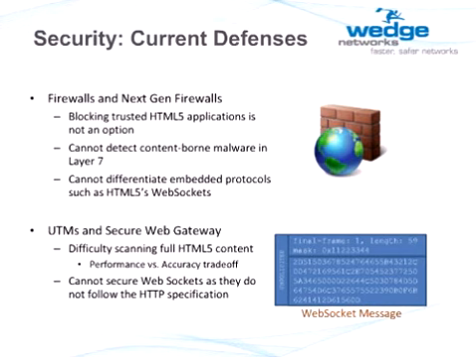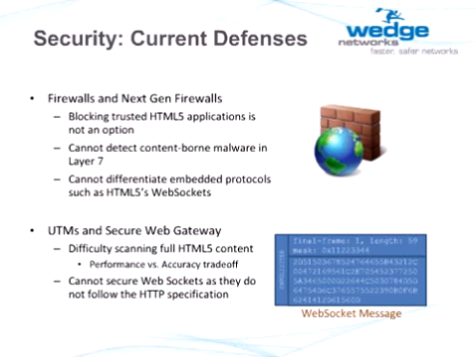Now, we move on to the network here, and we talk about firewalls and next-generation firewalls. We know that blocking trusted HTML5 applications just isn't an option. These are necessary access, necessary applications. So like it or not, we're going to get HTML5 content. We also know that firewalls and next-gen firewalls aren't great at content-borne malware detection. And they're going to have a very difficult time differentiating embedded protocols such as WebSocket.